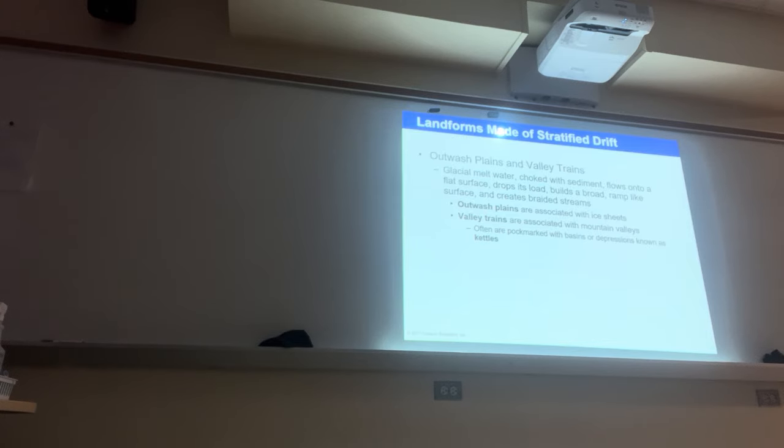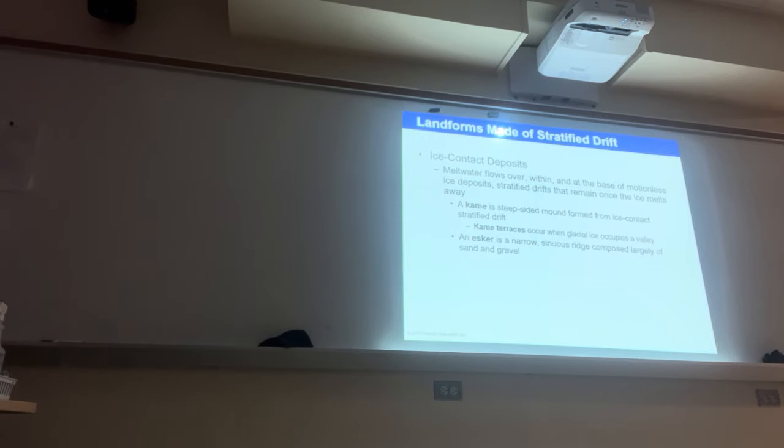Outwash plains are associated with ice sheets. Valley trains are associated with mountain valleys. Same kind of general idea. Meltwater itself is going to flow over, within, and at the base of motionless ice deposits. Stratified drift will remain once the ice melts away.